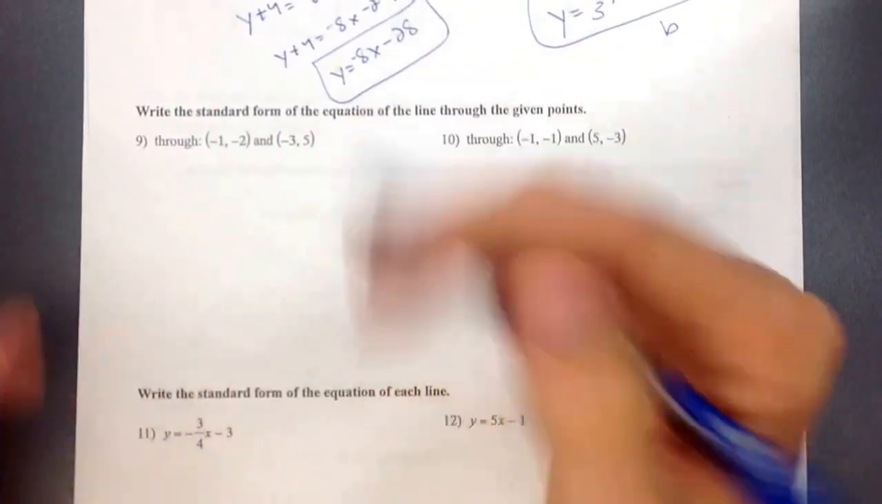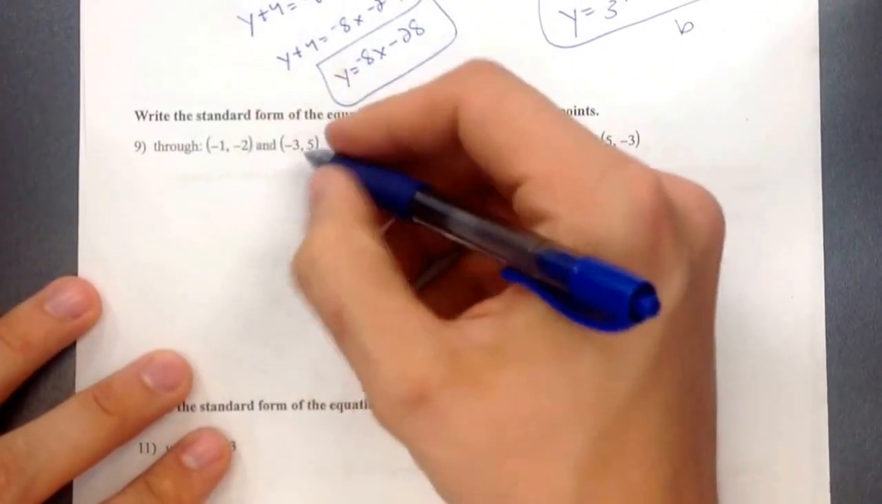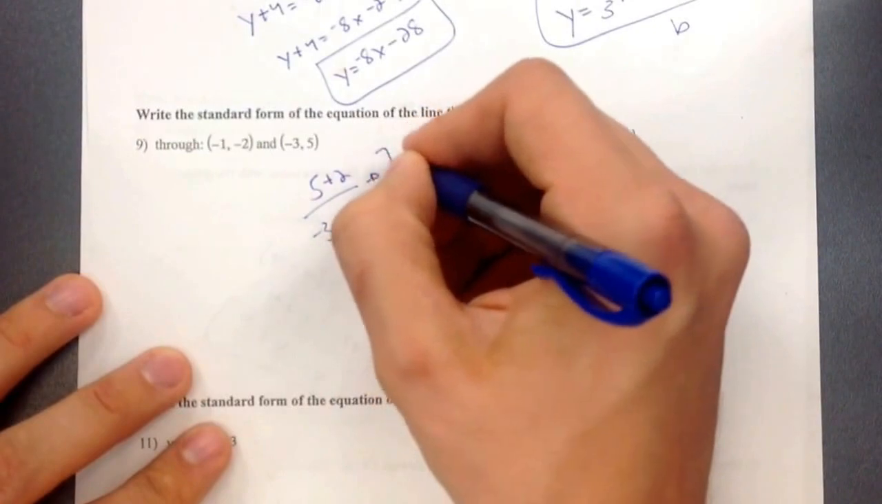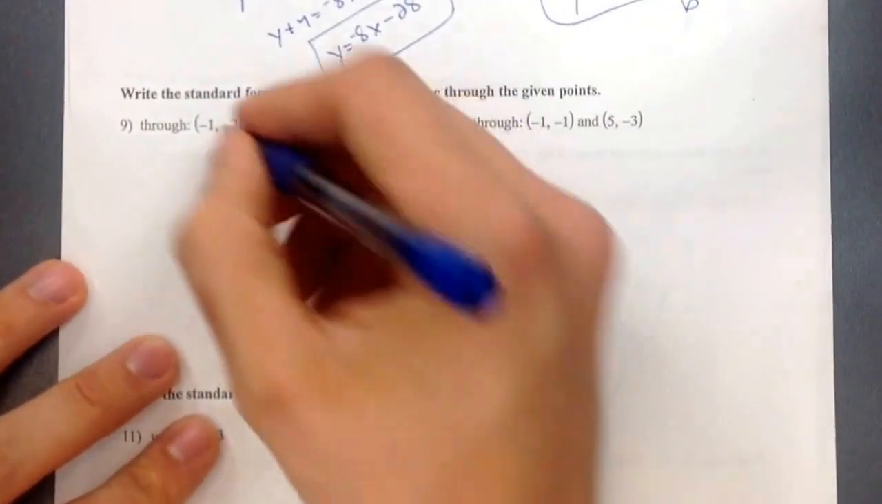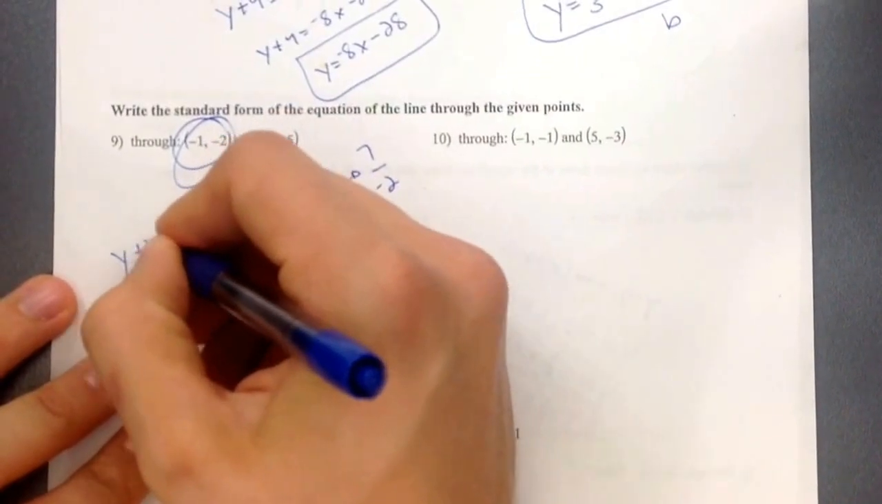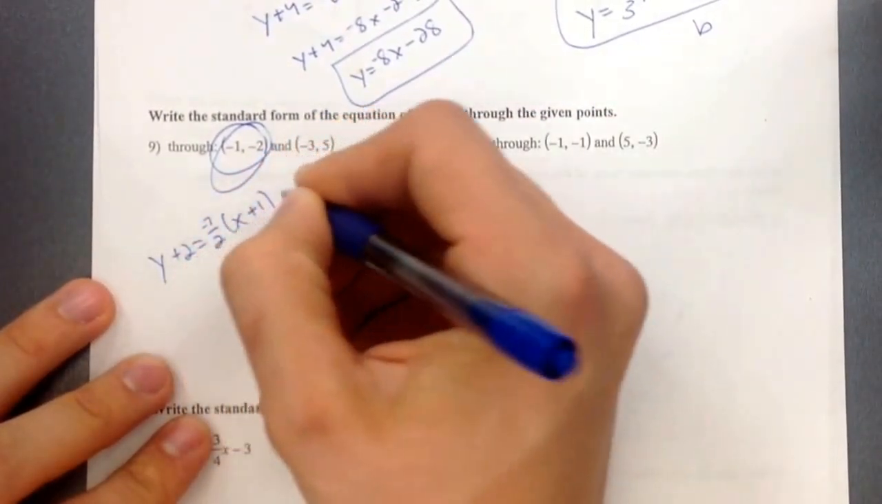You know, need to write an equation. I'm going to start off with point slope. I have to have the slope in order to do that. So I have 5 minus negative 2 over negative 3 minus negative 1. It's going to give me 7 over negative 2. I'm going to choose this point for my line. I've got y minus negative 2 is equal to negative 7 over 2 x minus negative 1.